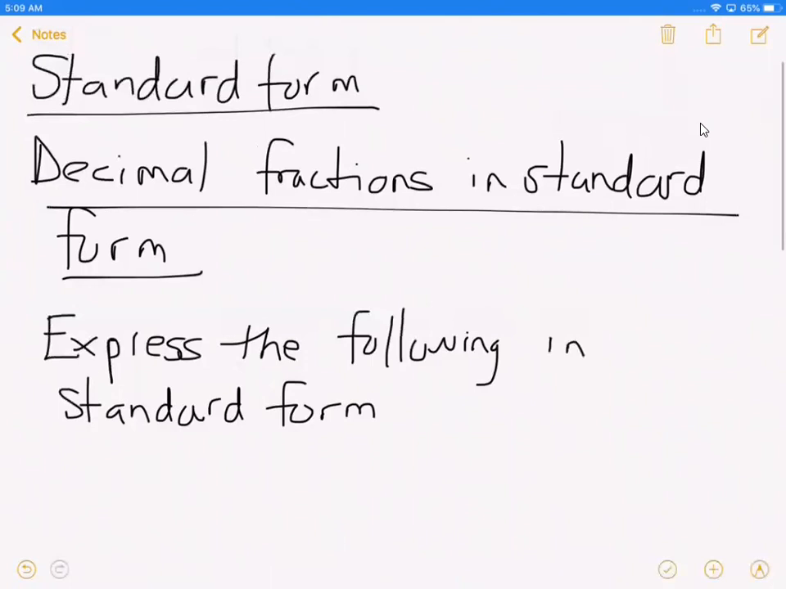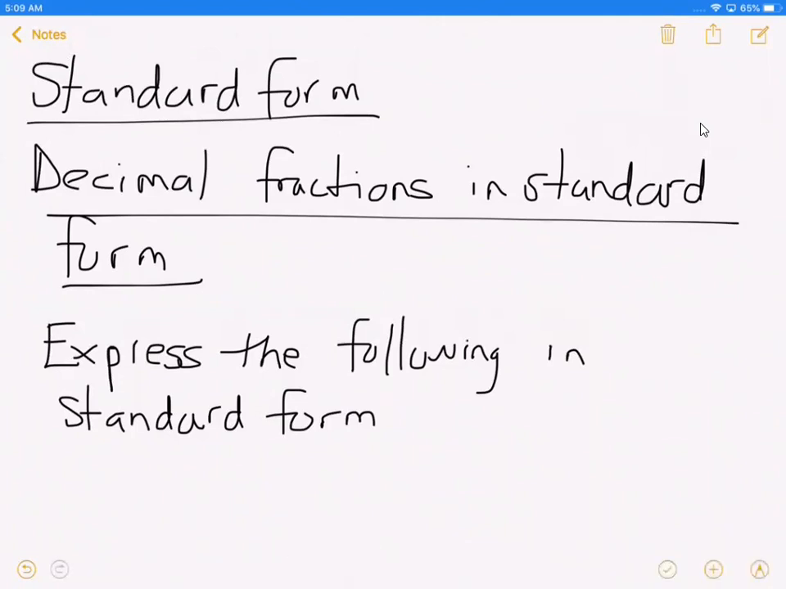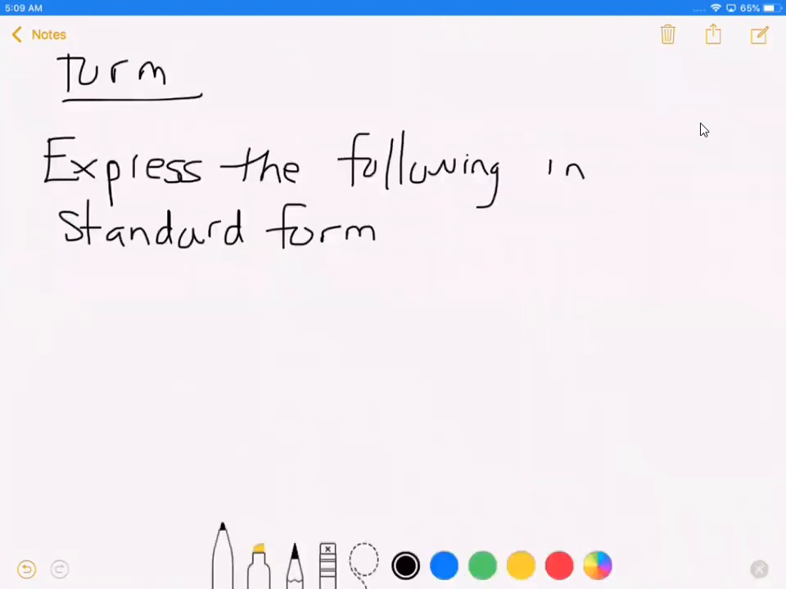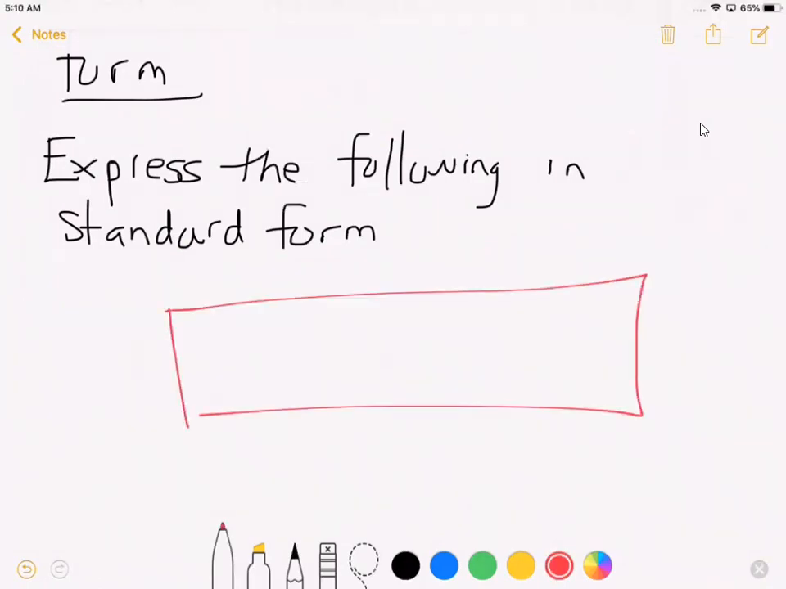Today we want to talk about standard form and we want to change decimal numbers into standard form. But before we do an example, we need to know how to write a number in standard form. A number that is in standard form is in the form of a multiplied by 10 to the power of n.